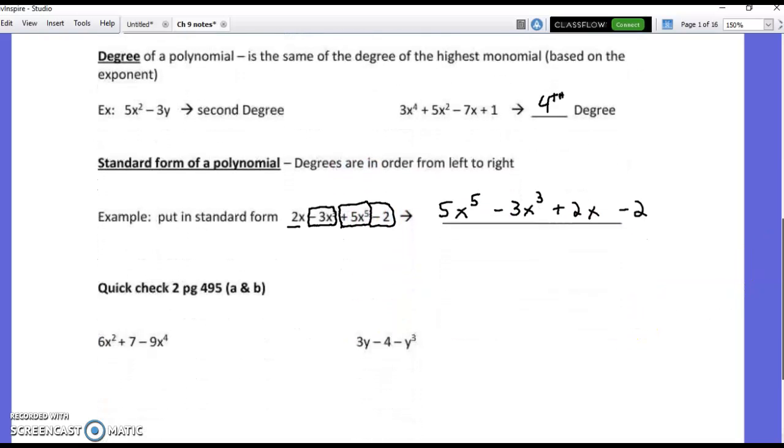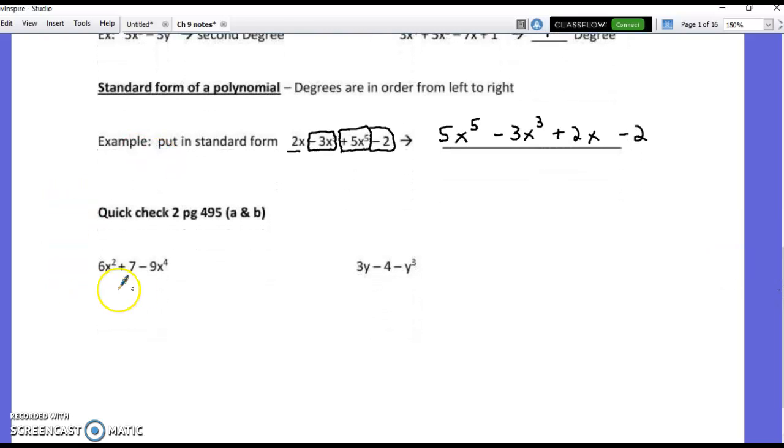So here are a couple examples from the book. We have 3 monomials, or 3 terms within this: a positive 6x squared, a 7x, a negative 9x to the 4th. Over here again we have 3 as well. We have a 3y, a negative 4, and a negative 3y squared. Go ahead and pause the video here and try these individually, and then unpause it, and you'll see how we get to the answers.